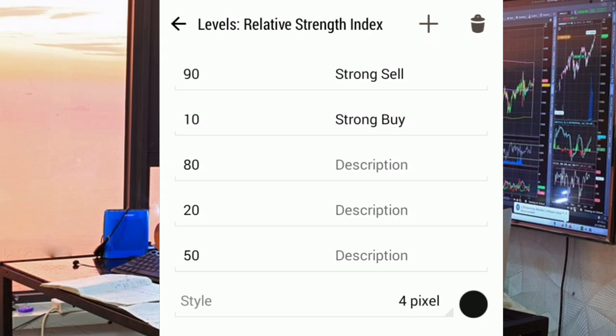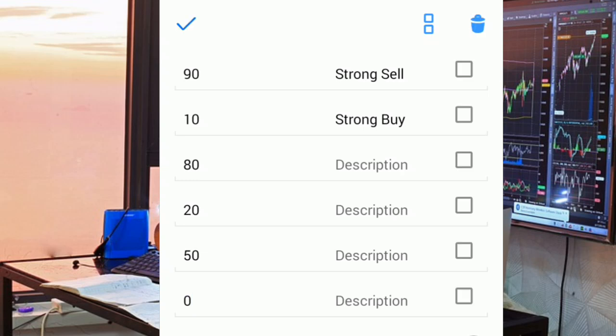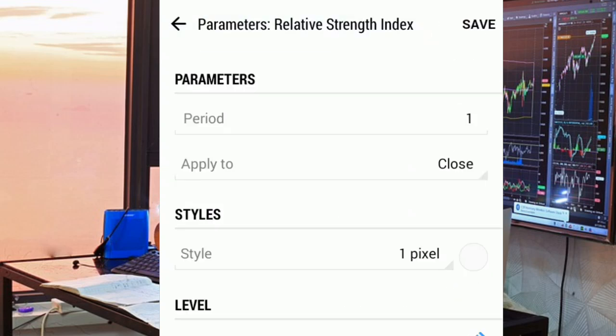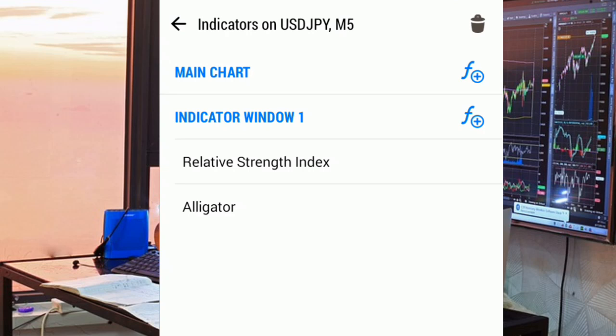For those who don't know where to enter the levels, just use this plus sign over there. Whenever you press that plus sign, a level is going to appear at 0, and then you're just going to calibrate it. That is how you're going to do it. So just making an example for that. Then the next thing is you're going to click save, and then you are going to come to the indicator window 1 over here.